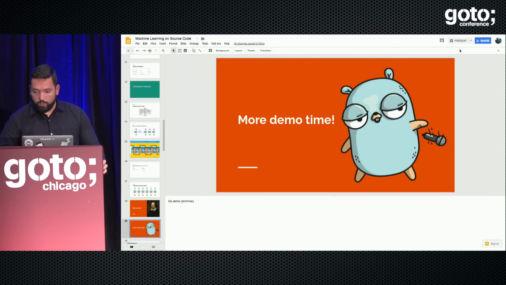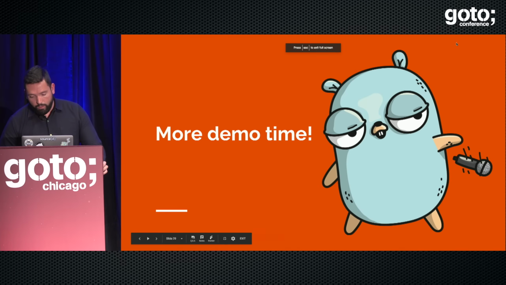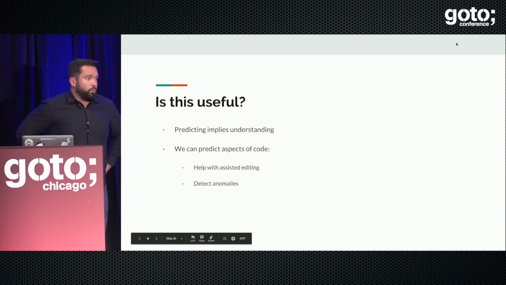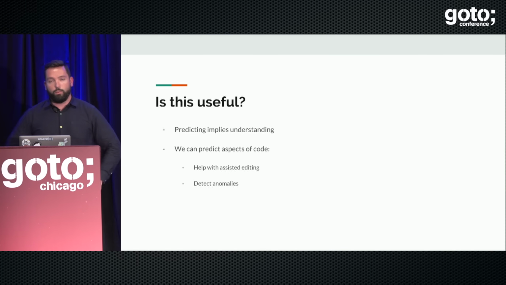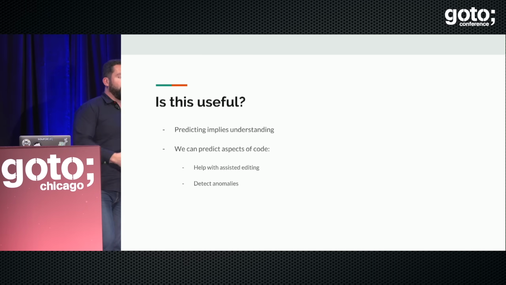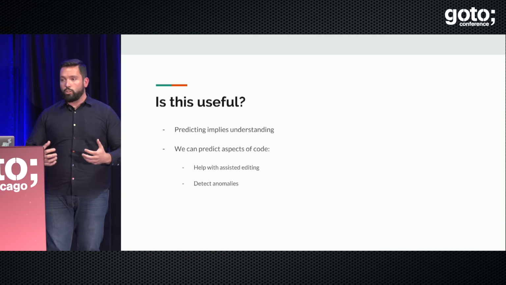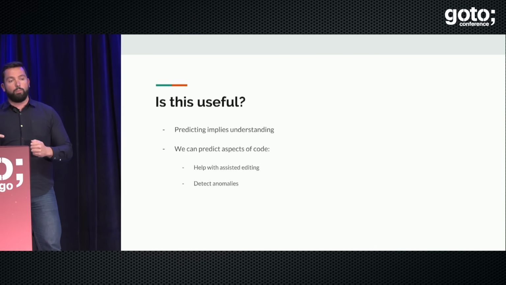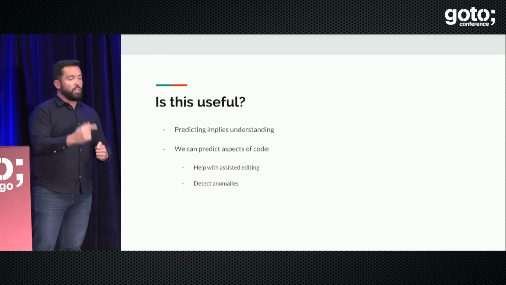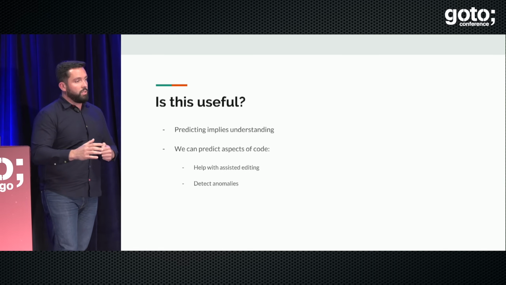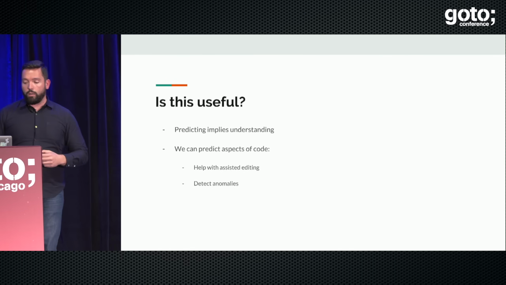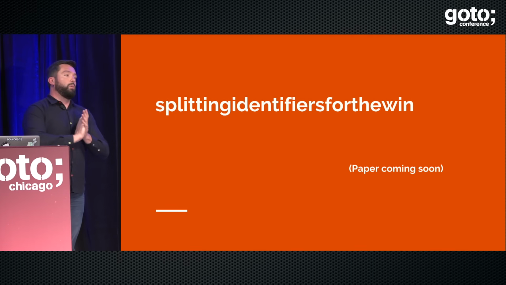Okay, so let's continue. This is cool, but is this useful at all? Can we do anything interesting with this? The important thing to know is that when you're predicting something successfully, you actually understand it quite well. And not only that, but you're also able to predict and to detect when something is weird, an anomaly.